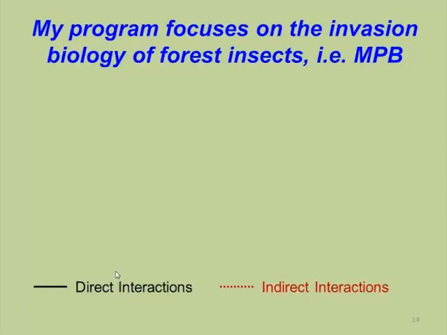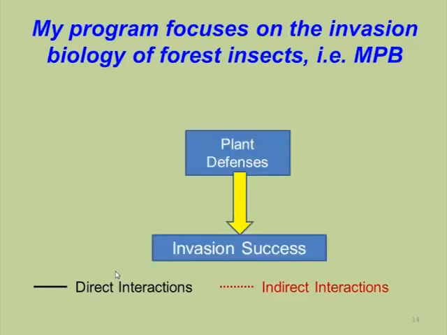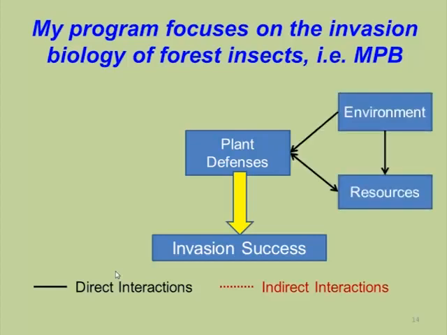Now, in my program, I try to focus on the invasion biology of mountain pine beetle. Again, I put the plant defenses in the system. Plant defense is a reflection of a lot of factors. Plant defenses really change due to the environment, the biotic and abiotic factors. In my view, whether the plants are suitable or not for the mountain pine beetle really determines the beetle invasion success here. The plant defenses, as I mentioned, are a reflection of environment and resources, such as water, nutrients and temperature. There is some direct interaction with this.